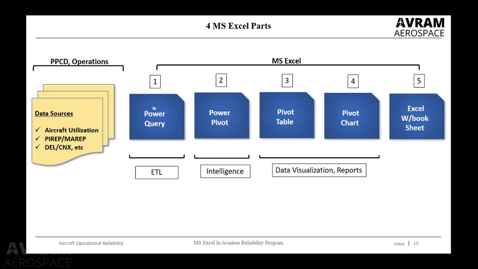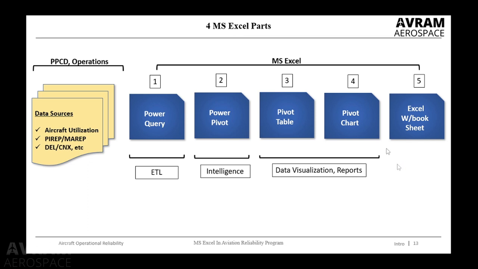First, it is Power Query. It's responsible for extracting, transforming, loading data. Power Pivot helps us to add some intelligence. Pivot tables, pivot charts, 3, 4 appropriately, help us for data visualization, preparing reports. And number 5, Excel workbook worksheet helps us to set up, to do page setup or printing area setup, depending on our tasks.